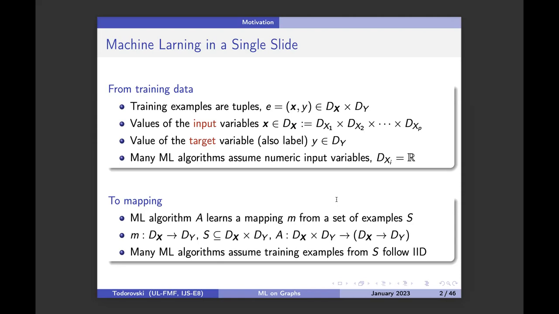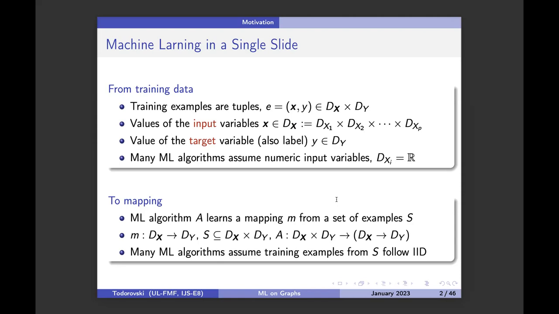So what is the purpose of machine learning? The purpose of machine learning is to learn a mapping from a given set of examples x, y, which, given the values of the input variables, is able to calculate the value of the target variable y. So what is being learned is a so-called predictive model, which given the values of the input variables in dx, calculates a value from dy. The training set is from the Cartesian product of dx and dy. The machine learning algorithm in general, given the data set from dx Cartesian dy, returns a model which maps from dx to dy.